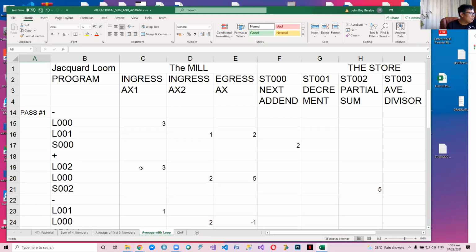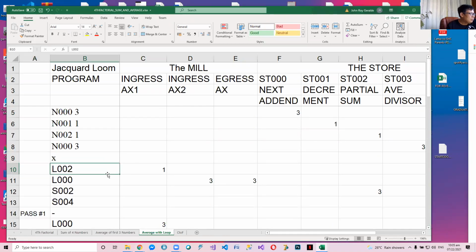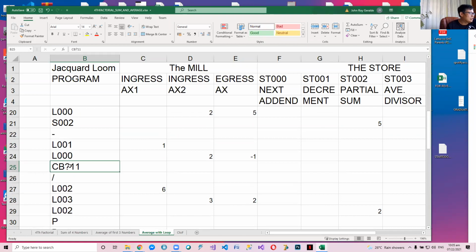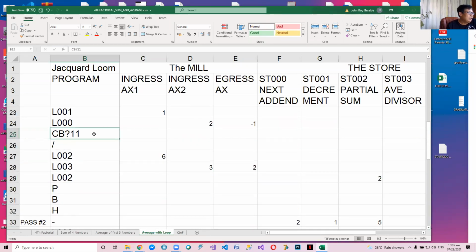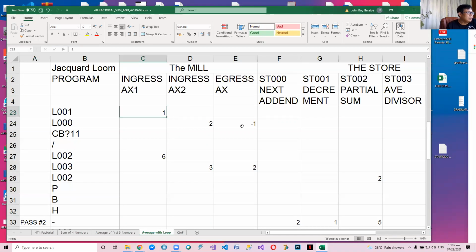That's why in the average with the loop, we'll do a test, which is a minus. Okay? If it is 1 minus 1, for example, if it is 1 minus 2, 3. If you have 1 minus 2, the sign of the egress axis is negative 1. The sign of the ingress axis 1 is positive 1. So they are not the same, which means we will go back. We will do a reset, or rather a set.